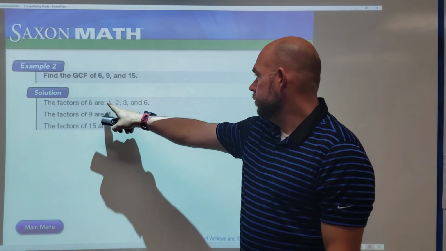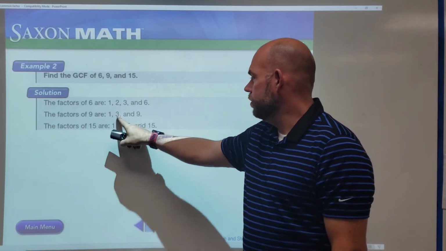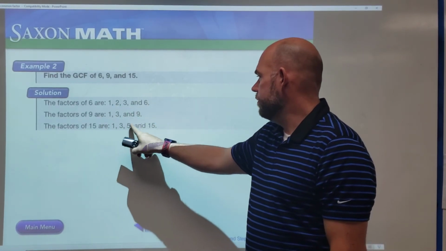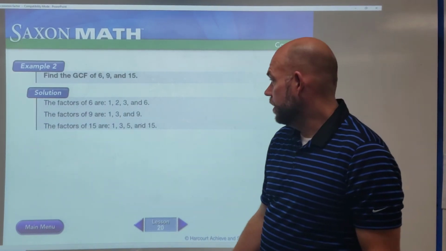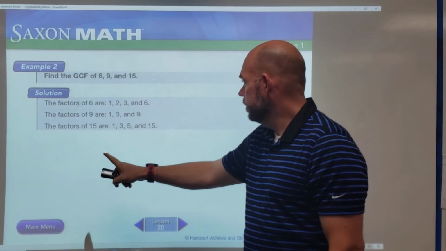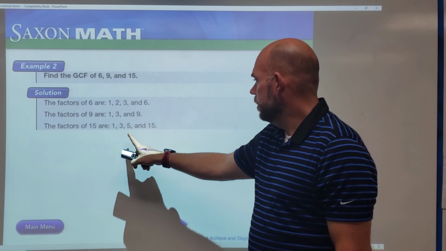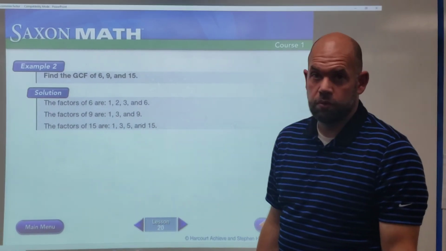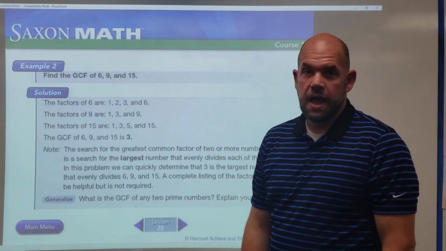So we're going to look at 6: 1, 2, 3, and 6. 9 will be 1, 3, and 9. 15 is 1, 3, 5, and 15. Now let's circle the common ones. That will be 1, 3, and that's it. So 3 is going to be the greatest common factor.